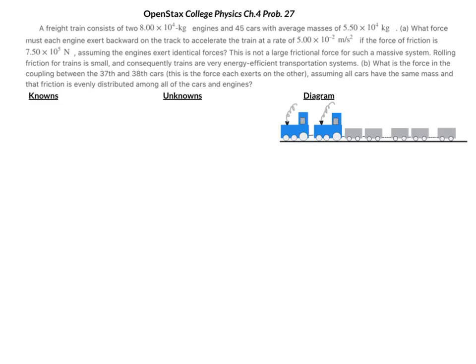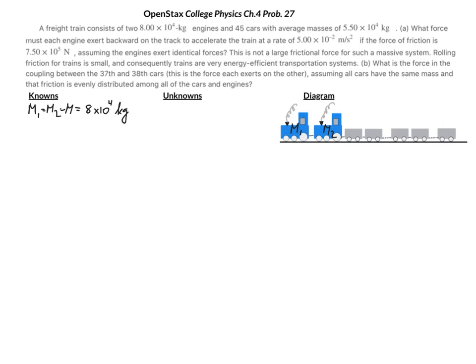All right, so here we have our diagram, and then we'll have to write down our knowns and unknowns. So what we know is that the train consists of two engines. I'm going to call them, on the diagram, mass 1, mass 2. And we know that both of those masses are equal. So M1 equals M2 equals, I'm just going to call it capital M, and that is 8 times 10 to the 4th kilograms.